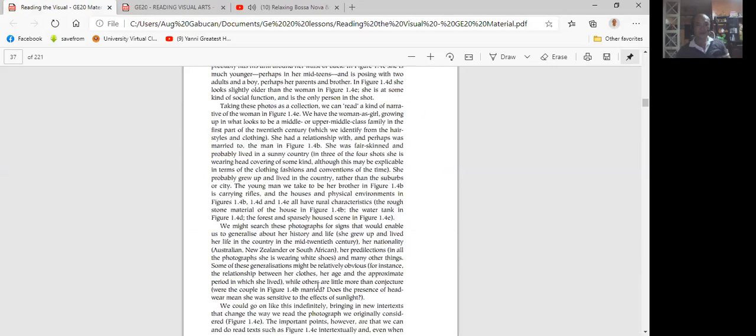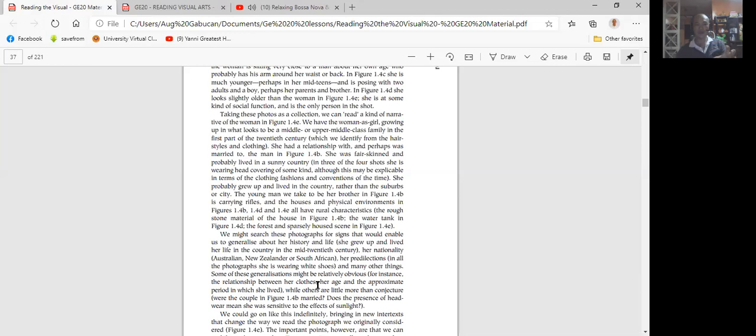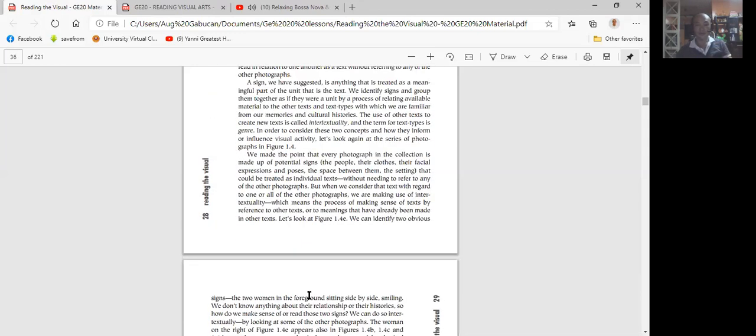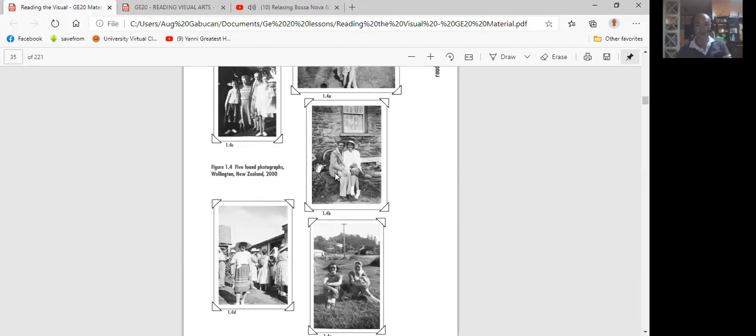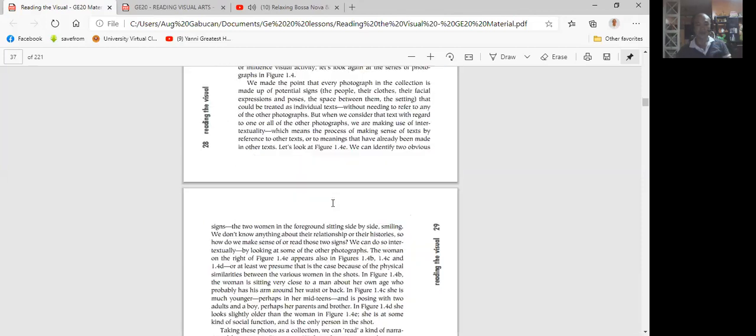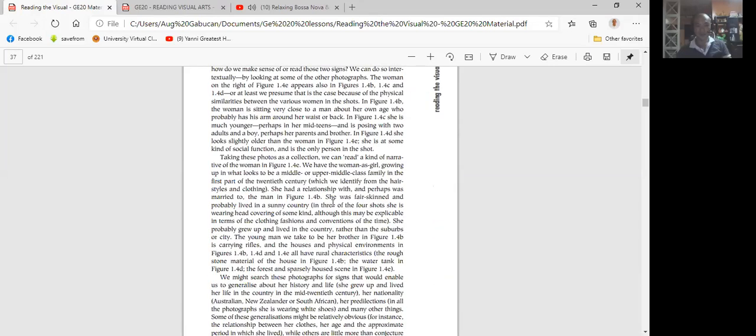We can look at these pictures individually as a collection, but we can somehow, quote unquote, read a kind of narrative of the woman. We have the woman as a girl growing up, what it looks like to be in a middle or upper middle class family. It's part of the 20th century because we can identify it from the hairstyles and the clothing. She had a relationship with, or perhaps was married to, the man in figure 1-4 here. So perhaps we can presume that they were married. Probably they had kids.